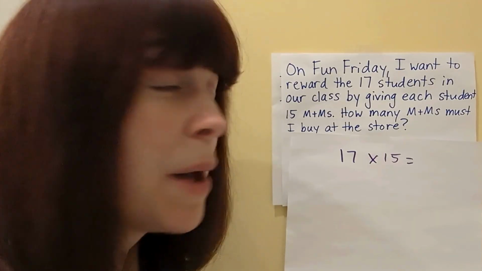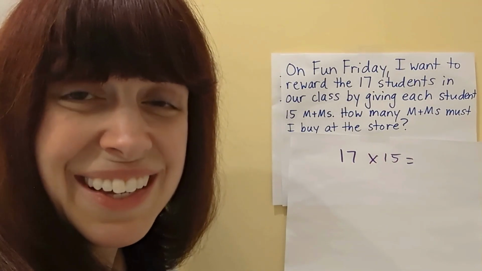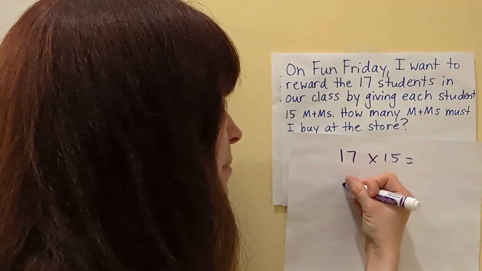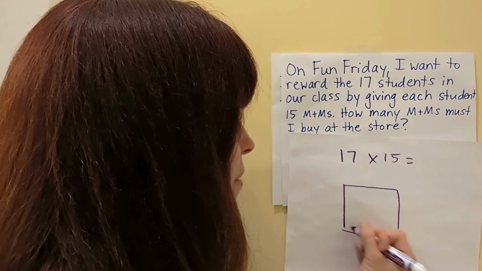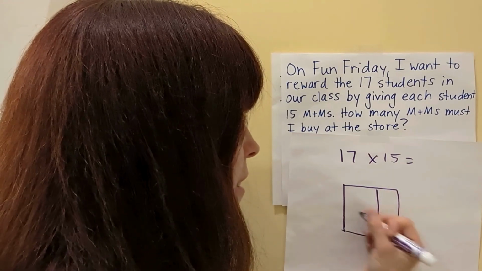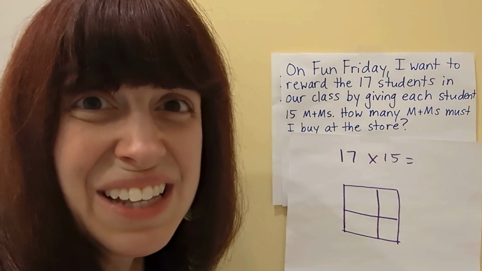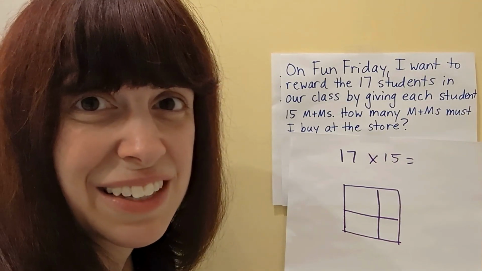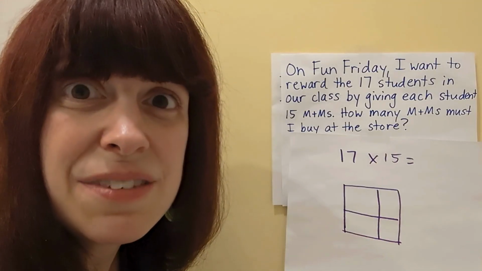Have we seen a problem like this before where we have two-digit factors? Yes, how did we solve it? With an area model. I remember an area model asks us to find the area of a rectangle by breaking it into smaller parts, finding the area of each of those parts, and then adding those areas together. What do we need to do to begin? Decompose our factors. Right, according to place value.